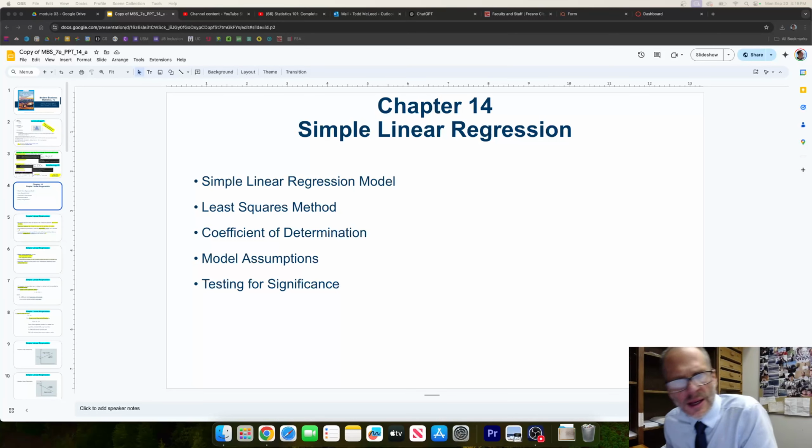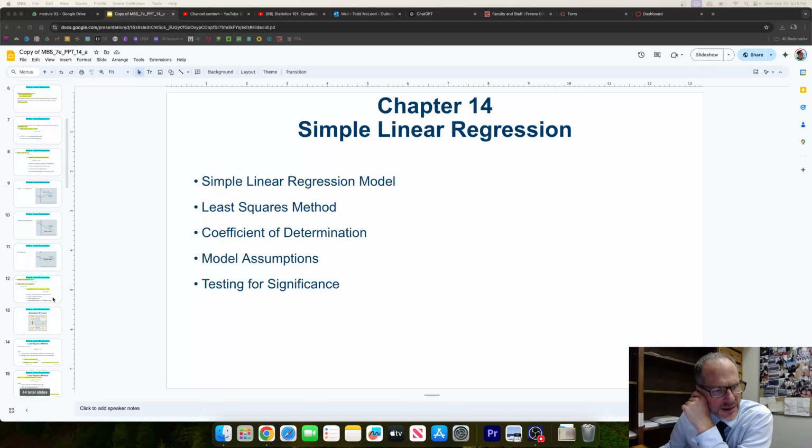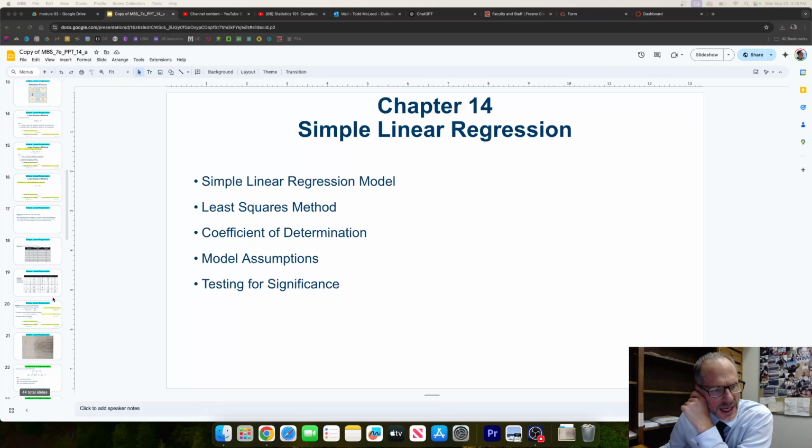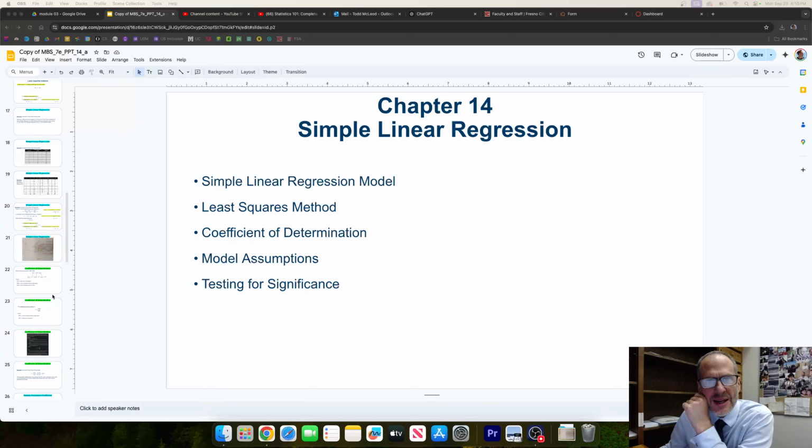Howdy everybody, welcome to module number 14, and we're going to learn about simple linear regression in this video. And I'm really excited because this is right at the end of the course, and it's a lot of material to try to synthesize in one semester.